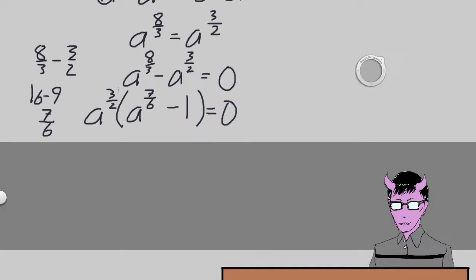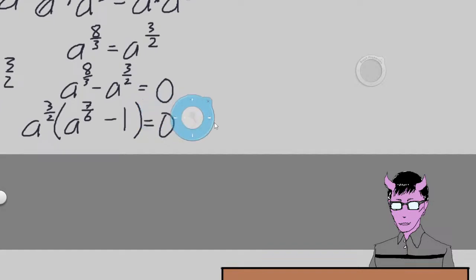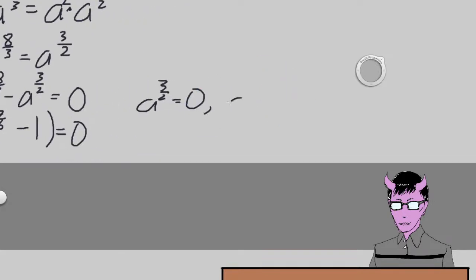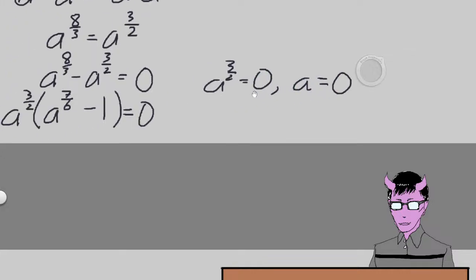Alright. So again, this is the one we could drop as an answer. We have technically two factors, factor number 1, and then factor number 2. Just for completion's sake, I'm going to list both of them. So a to the power of 3/2 is equal to 0. Therefore, a is equal to 0.